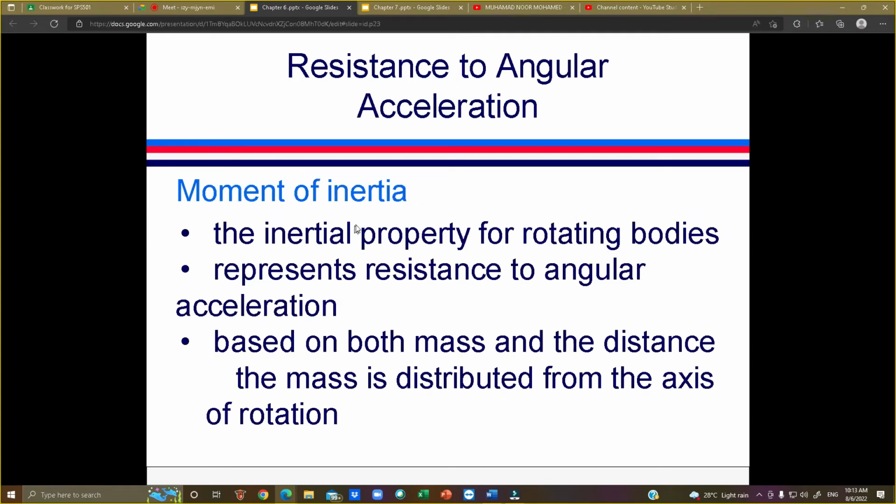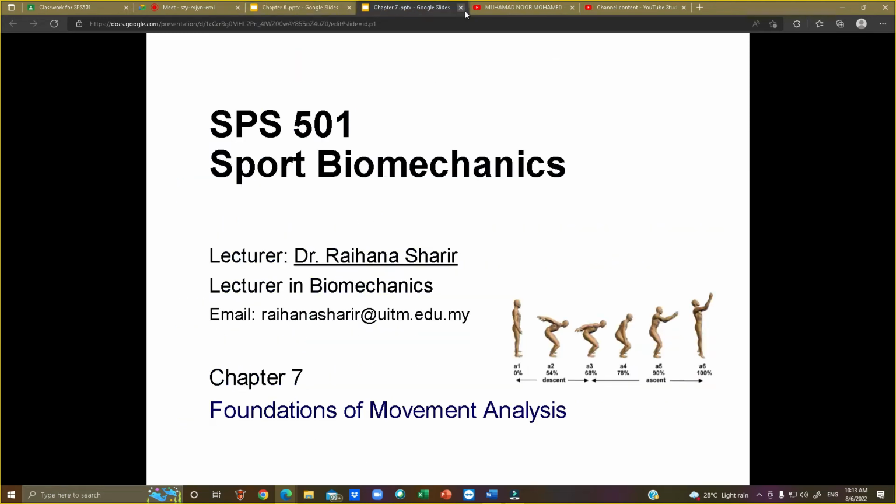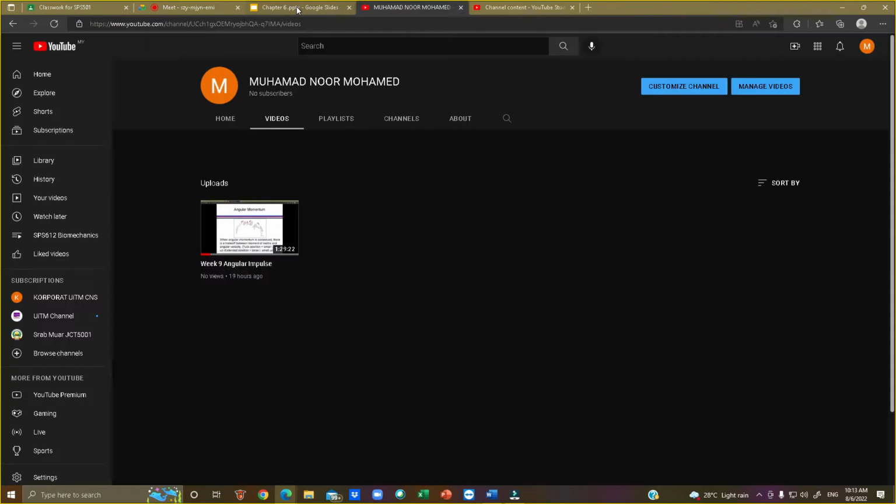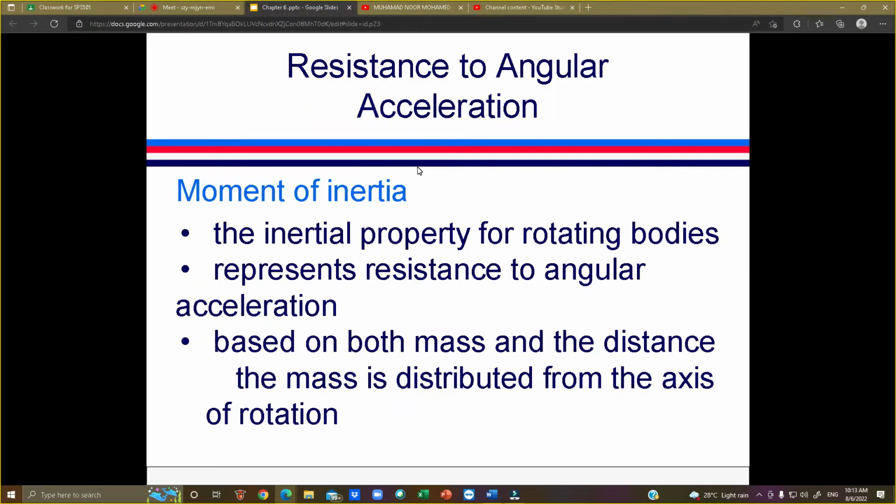This one, moment of inertia. Okay. Alright. So let's continue. Okay, we go from here onwards. So kita akan masuk chapter 7 ni minggu lain lah. Okay. Alright. So let's recap a bit.